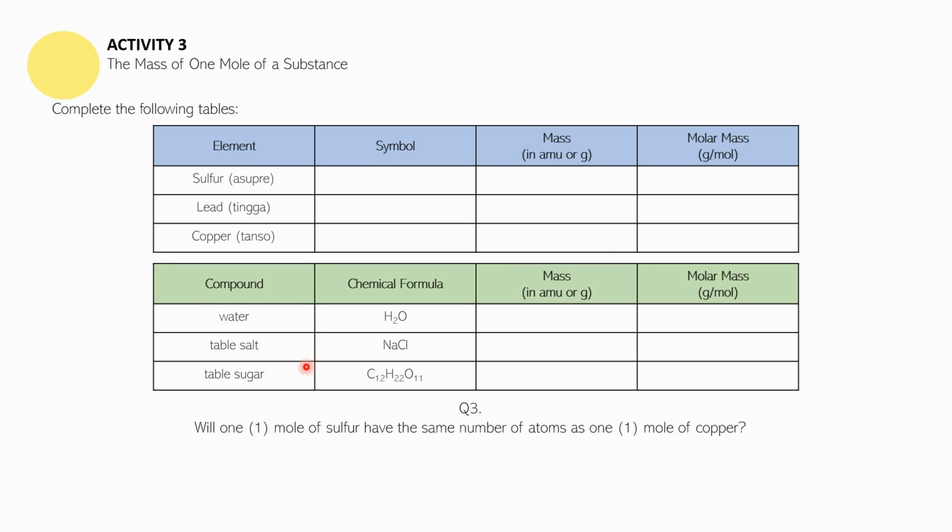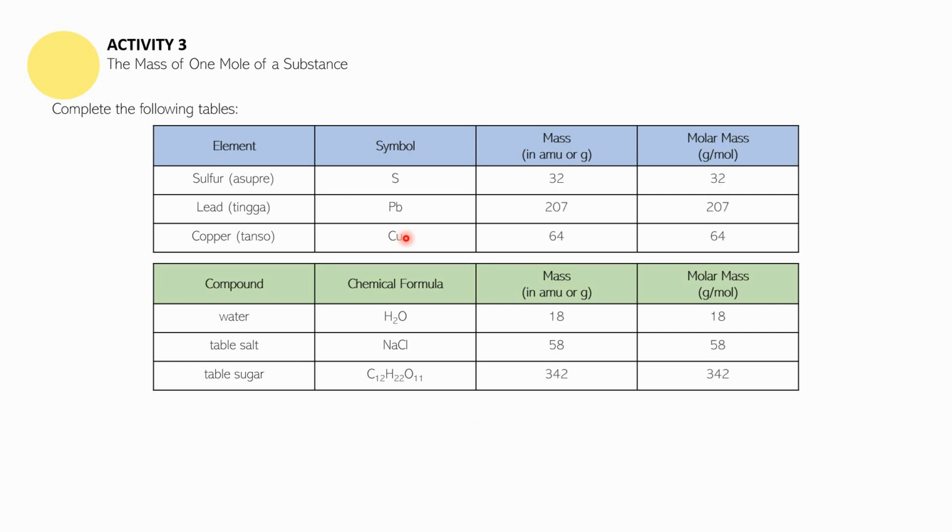Now, the question is, will 1 mole of sulfur or azufre have the same number of atoms as 1 mole of copper, tanso? If you need more time, just pause this video. If you have decided to continue, let us proceed with the answers. So the answers are the following.